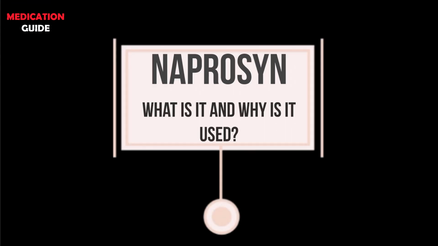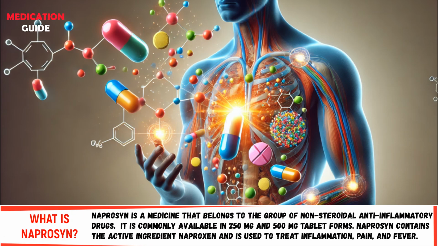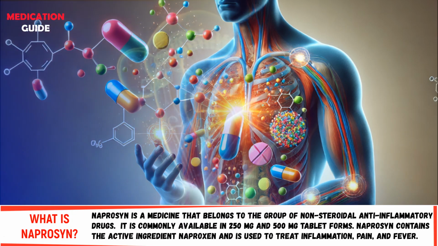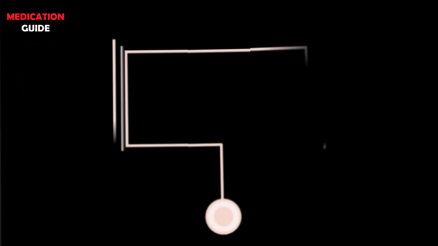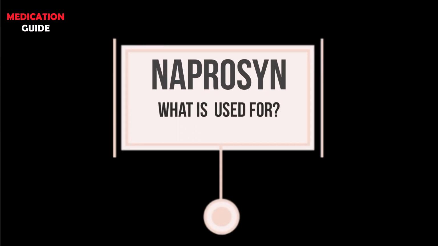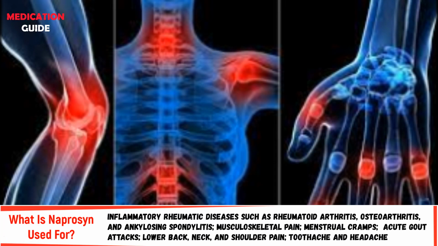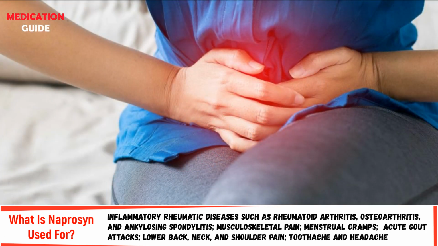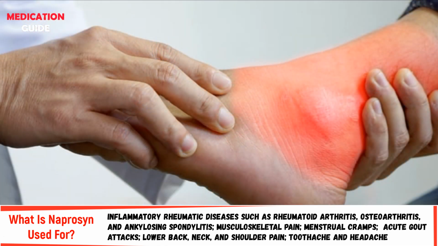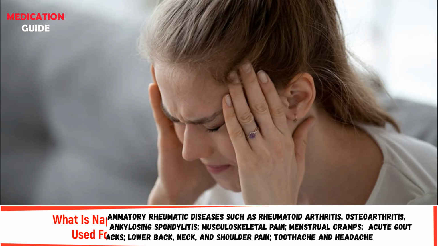What is Naproxen? Naproxen is a medicine that belongs to the group of non-steroidal anti-inflammatory drugs. Naproxen contains the active ingredient Naproxen and is used to treat inflammation, pain and fever. Naproxen is used in the treatment of inflammatory rheumatic diseases such as rheumatoid arthritis, osteoarthritis and ankylosing spondylitis, musculoskeletal pain, menstrual cramps, dysmenorrhea, acute gout attacks, lower back, neck and shoulder pain, toothache and headache.